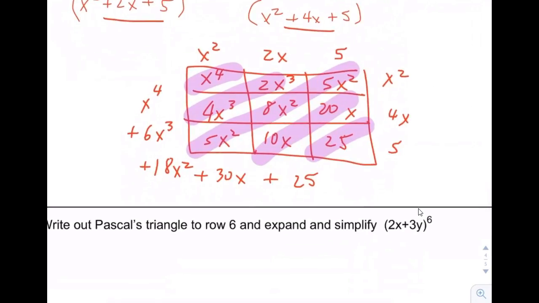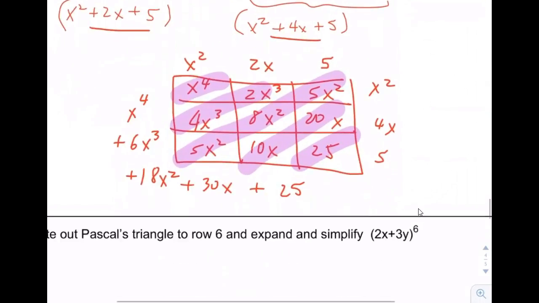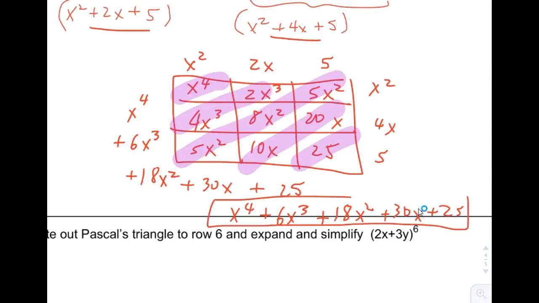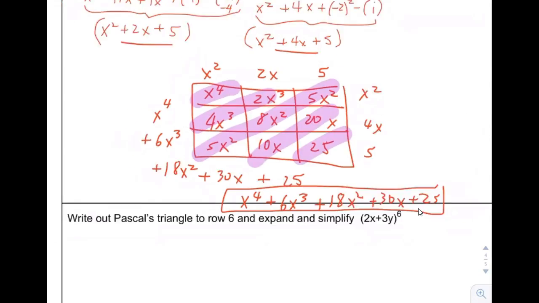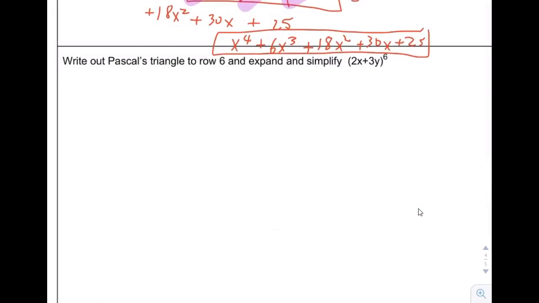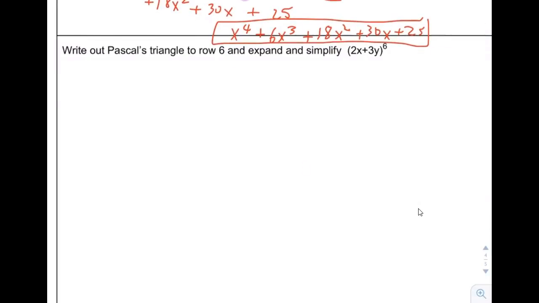Okay? So if I wanted to write it out all in a line, I would just say x to the 4th plus 6x cubed plus 18x squared plus 30x plus 25. Okay? And I just checked my answer with what I got before, and it's fine. Okay, so now I'm going to do the last part, which is to write out Pascal's triangle to row 6 and expand and simplify 2x plus 3y to the 6th power.